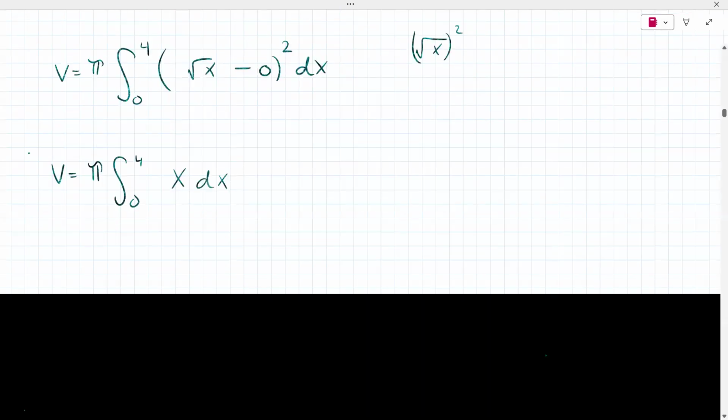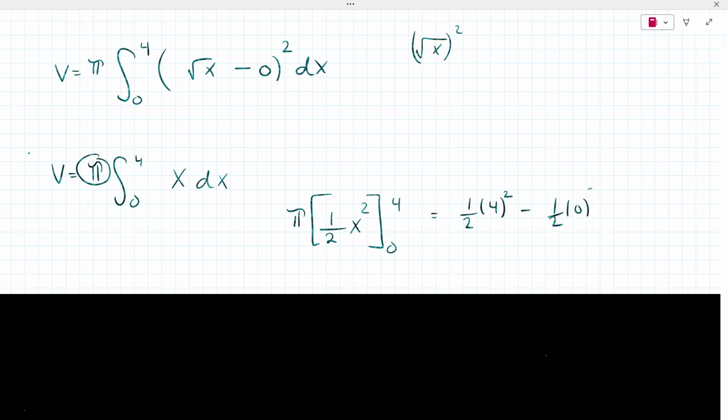And what is the integral of x? It is 1/2 x squared, right? And then we can plug in our boundaries, 0 to 4. And don't forget you took out this pi, so I'll put the pi at the very end. So it's going to be 1/2 of 4 squared minus 1/2 of 0 squared. So 4 squared is 16 over 2 minus 0. And then you still have this pi. So that would be 8 pi.